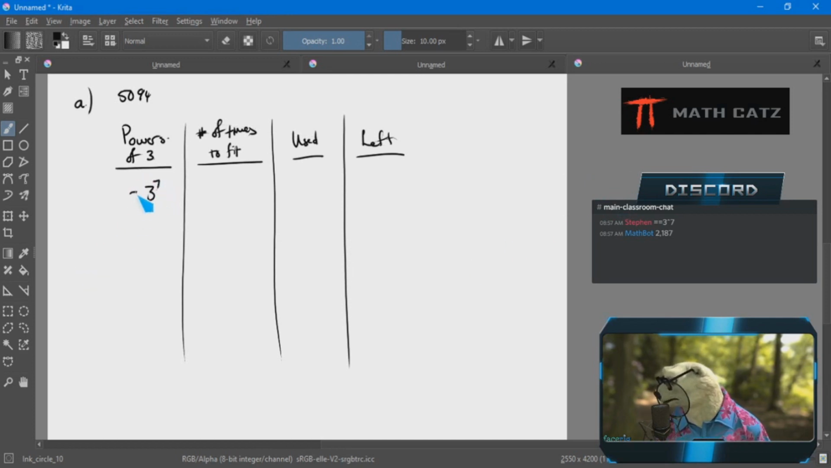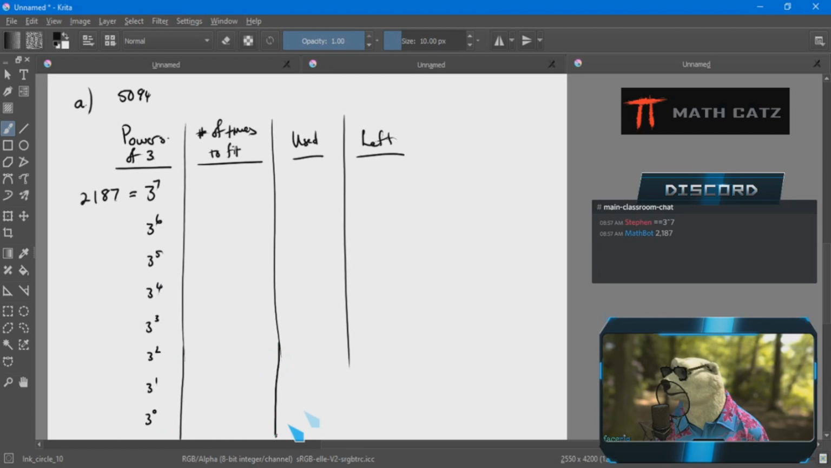3 to the power of 7, 2187. Now, 3 to the power of 8 will be this times 3, which is obviously going to put me in the 6000s, which is too much. So I know this is the highest power of 3. But maybe you didn't get it the first time. Just trial and error, go as high as you can go. Once I found it, I need to go all the way down, not skipping a single power of 3.